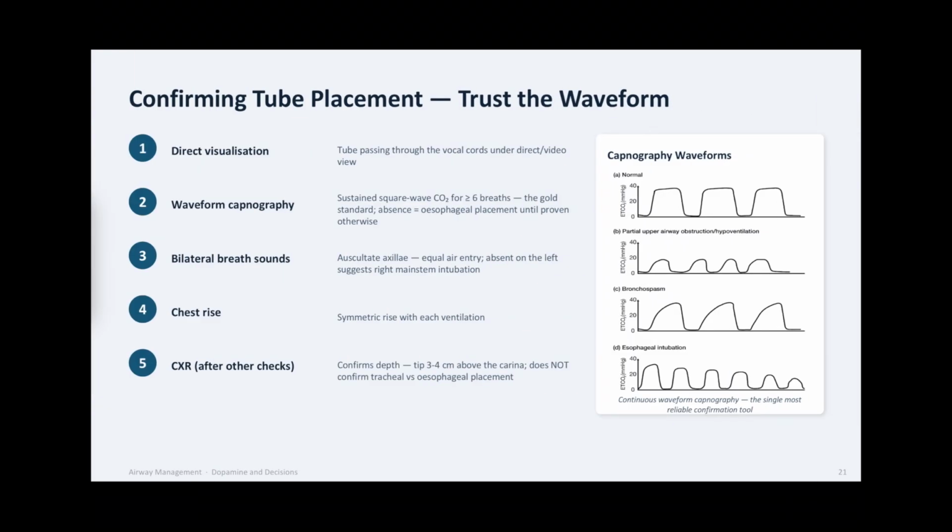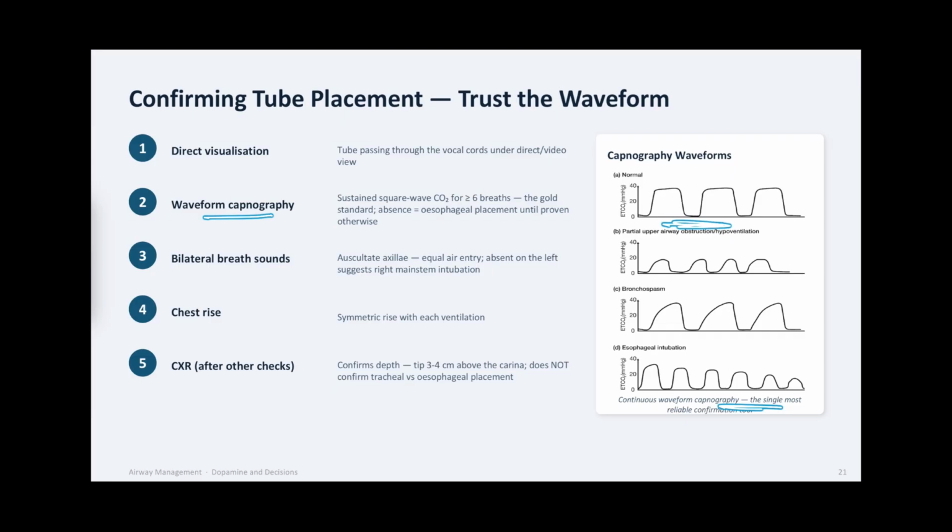Next is confirming tube placement. Now you have passed the tube, but your work isn't finished. Now you must answer one question: is the tube actually in the trachea? There is one gold standard, that is continuous waveform capnography. If you see a sustained square wave carbon dioxide waveform for at least 6 breaths, you can be confident about the tube in the trachea. If no waveform is present, then assume that it is esophageal intubation until it is proven otherwise. Never convince yourself otherwise. Capnography saves lives because it detects misplaced tubes immediately.